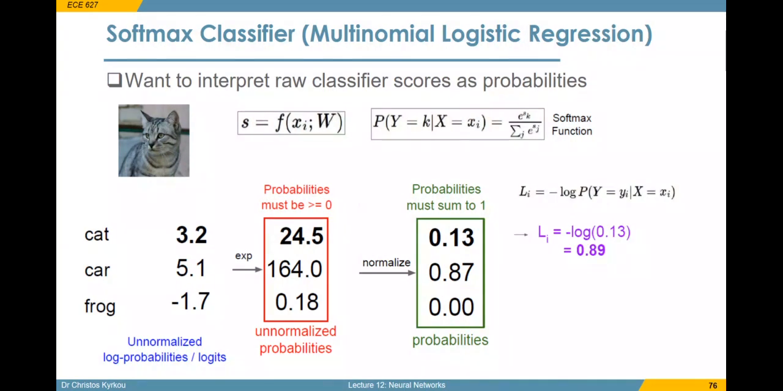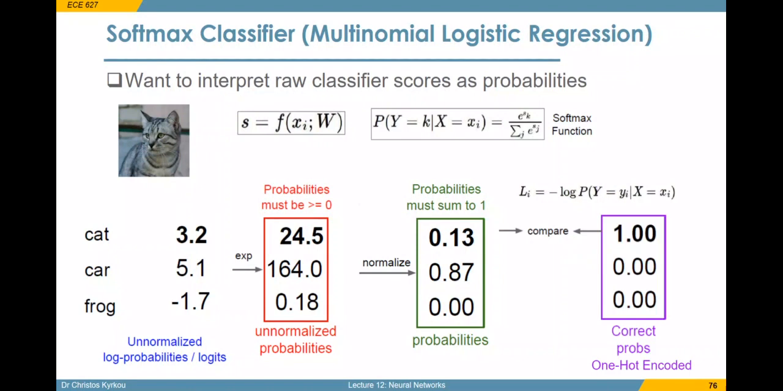So the log loss of this network is 0.89, and we compute that by comparing with the correct probabilities, which we encode as a one hot vector. One hot vector encoding means that we have one only at the position which corresponds to the correct class. And we compare the two using the cross entropy loss. We can then determine the loss function and update our weights accordingly.